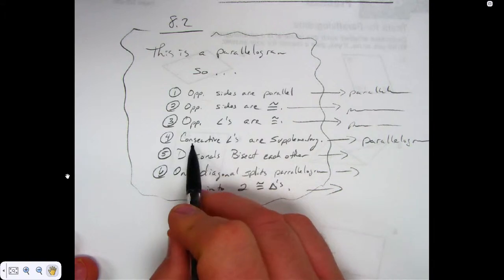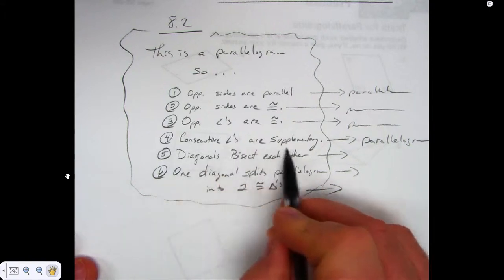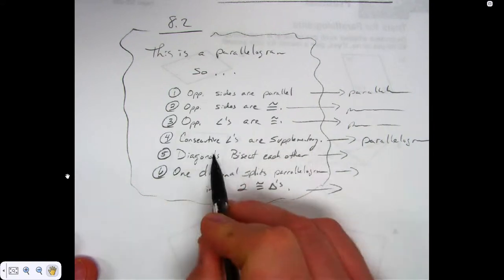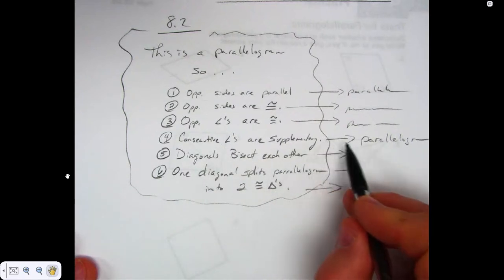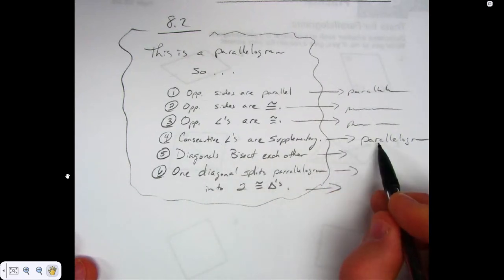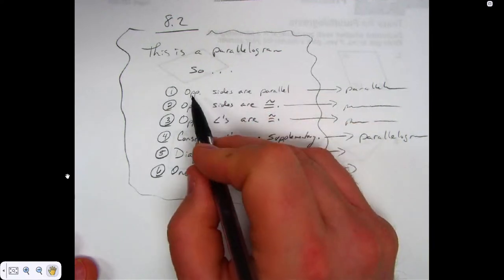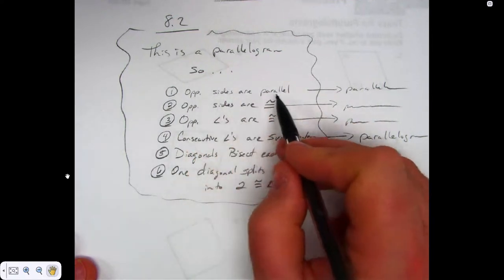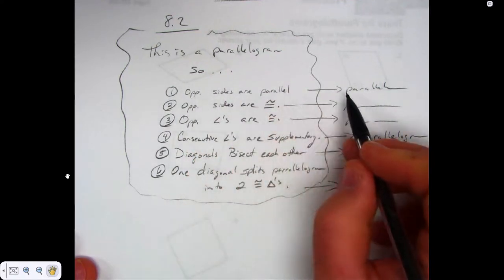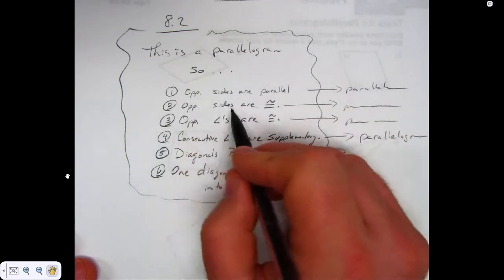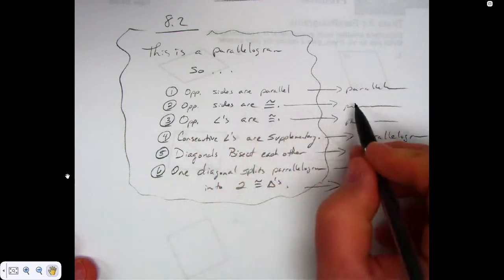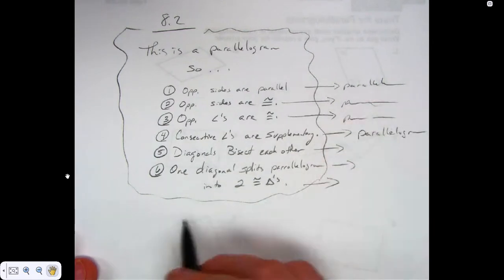So if you looked and found that all the consecutive angles inside a quadrilateral added to 180, what do you think you could say? That quadrilateral must be a parallelogram. If I found that both sets of opposite sides were parallel, then I could say that thing's got to be a parallelogram. And then if I found that both sets of opposite sides were congruent, then I'd be able to say it's a parallelogram. And you don't need to copy down my scribbles over here.